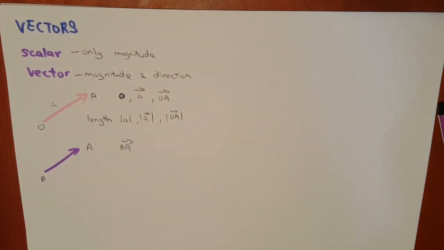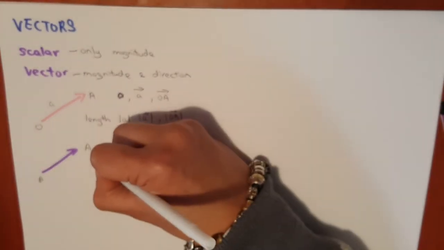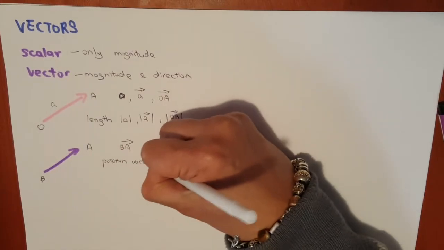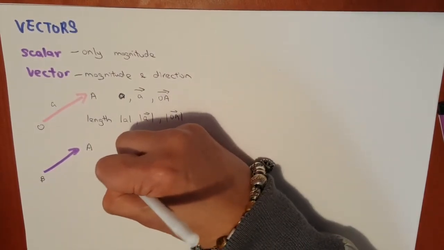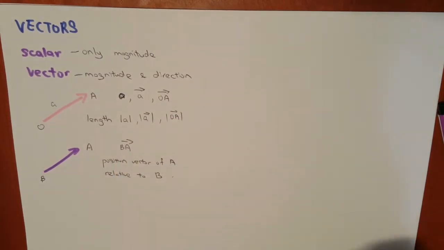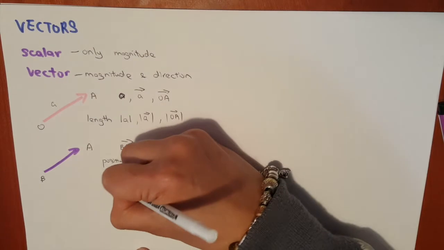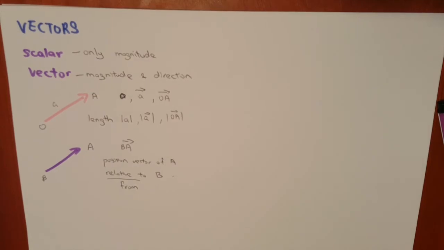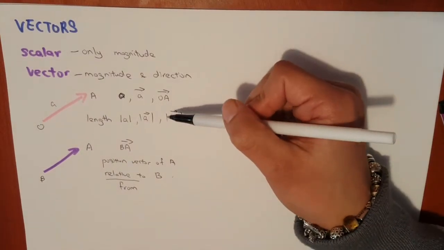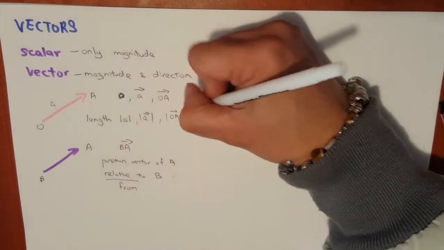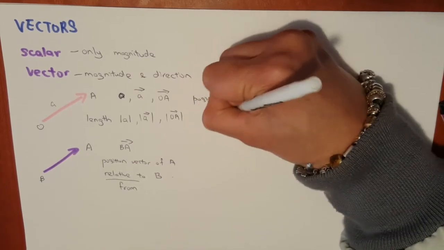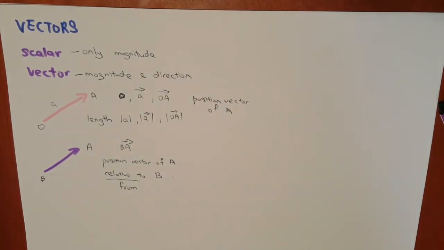International students, you have to understand that this will be the position vector of A relative to B. What does it mean? When you look at the words relative to, it sort of means from B. So this will be the position vector of A relative to B. Also, how do we call this? We will say that this is the position vector of A.